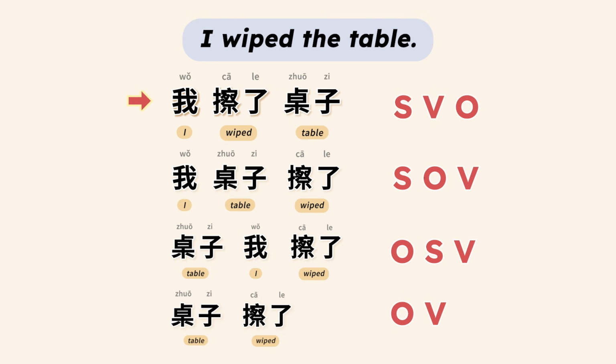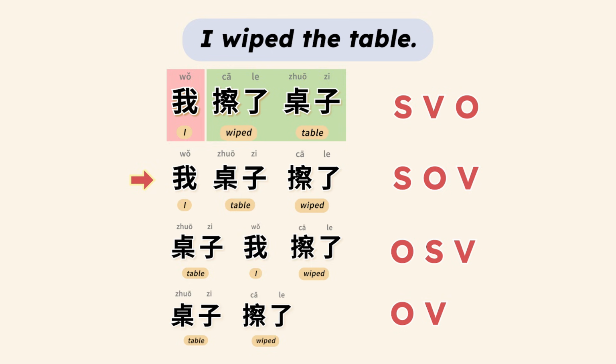For the first one, 我擦了桌子 I wiped table. 我 is mentioned first, so the context is probably discussing what you have done, and then what is done? 擦了桌子 wiped the table is the new information for the listener to know.